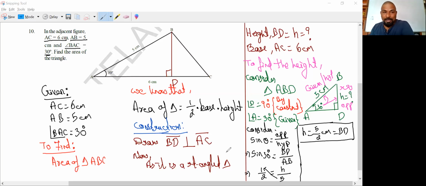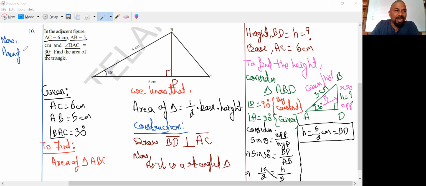Okay, but the actual purpose is to find the area of the triangle ABC. Right? So let us find the area of the triangle here. I'm drawing a line so that you can understand better. Now let us find the area of triangle ABC as given by the question. So the formula is half into base into height. This is the formula for the entire triangle.